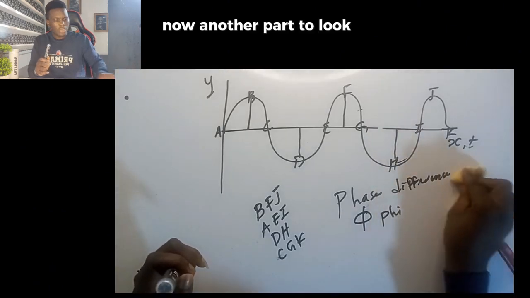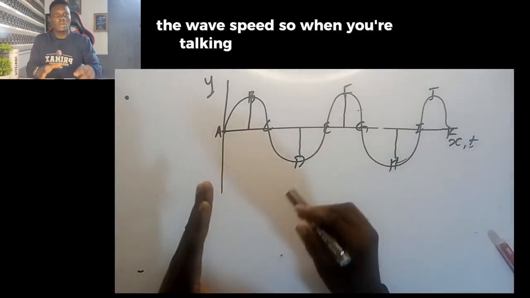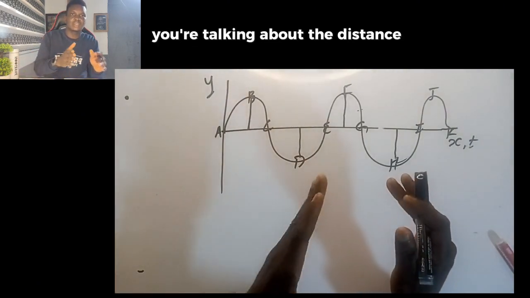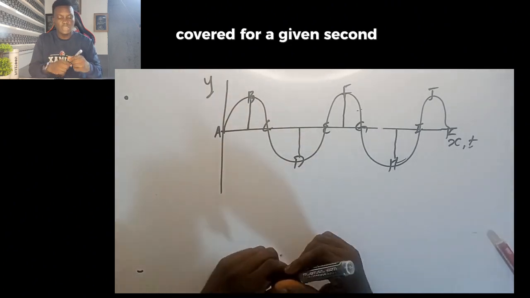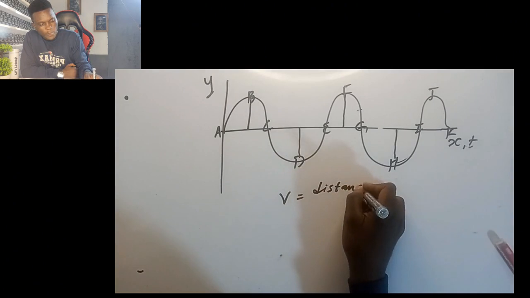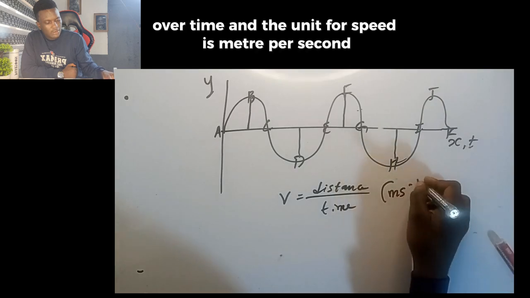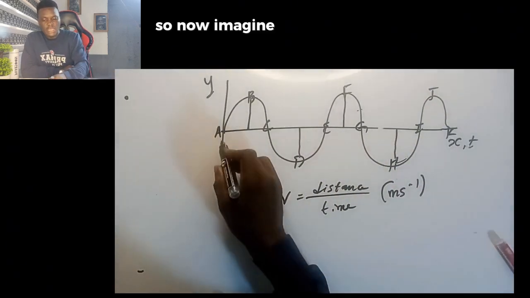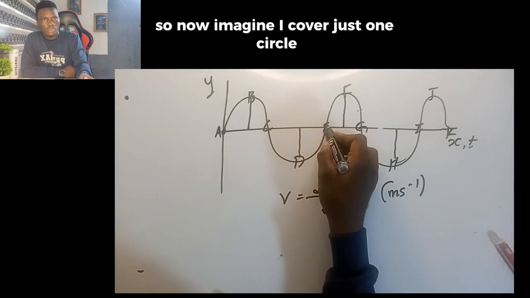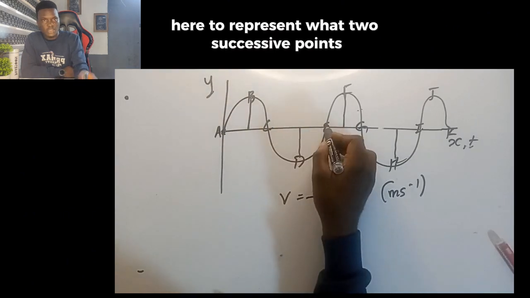Now, another part to look at is what we call the speed, the wave speed. So when you talk about wave speed, you're talking about the distance covered for a given second. So speed is given as distance over time, and the unit for speed is meter per second. So now imagine I cover just one circle. That means the distance from here to here is going to represent what? Two successive points. That's wavelength.